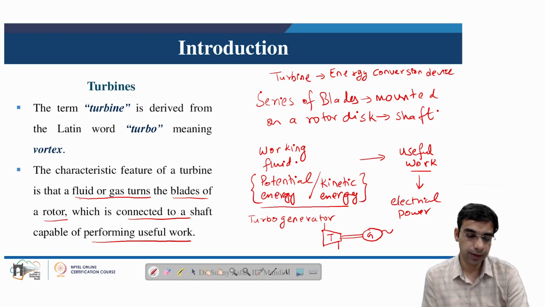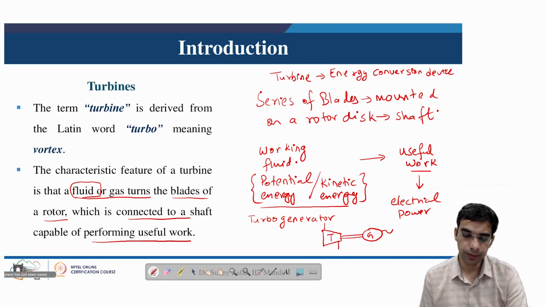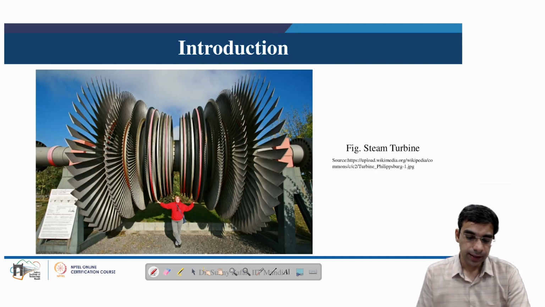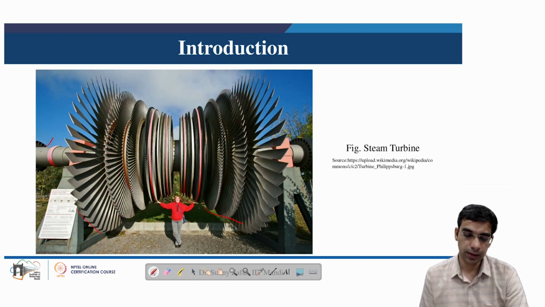Primarily, these turbines differ in the use of the working fluid. With the help of different working fluids, we can have different types of turbines. Here we can see a typical steam turbine, where we can see this series of blades arranged in different positions on the work shaft, and this is the shaft here. These turbines, especially steam turbines, are quite large, and you can see the size, even bigger than a human being.